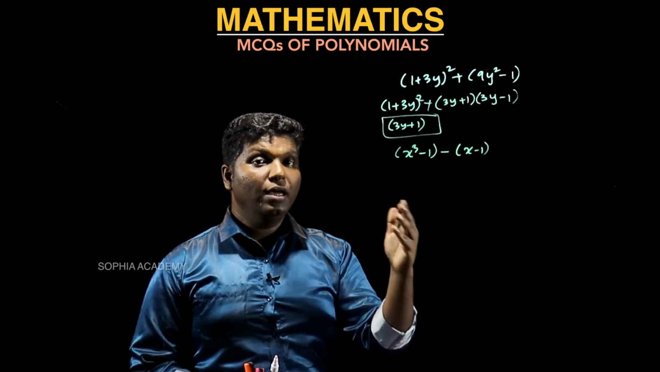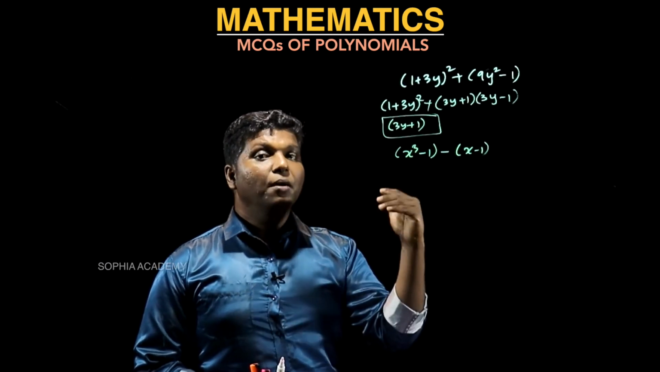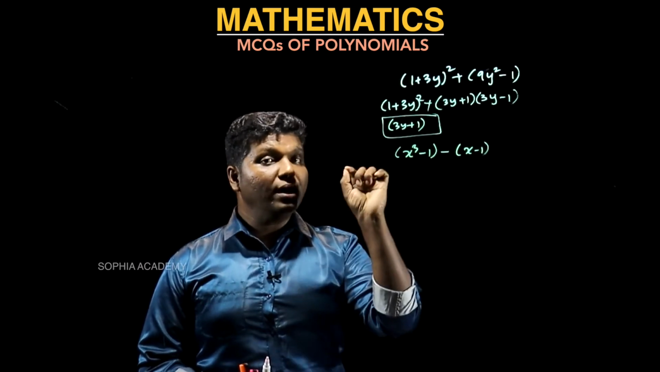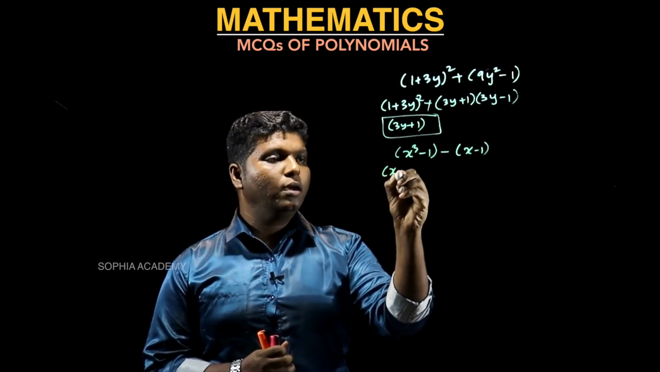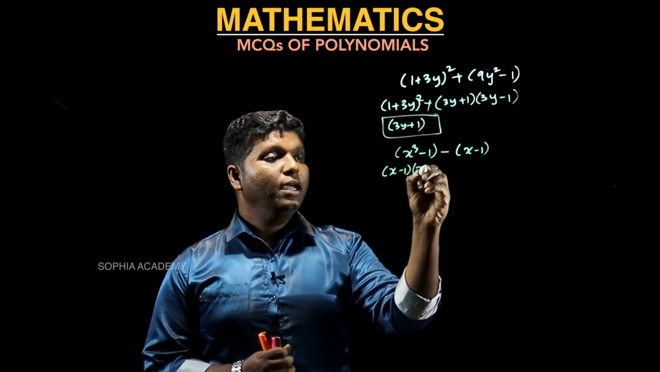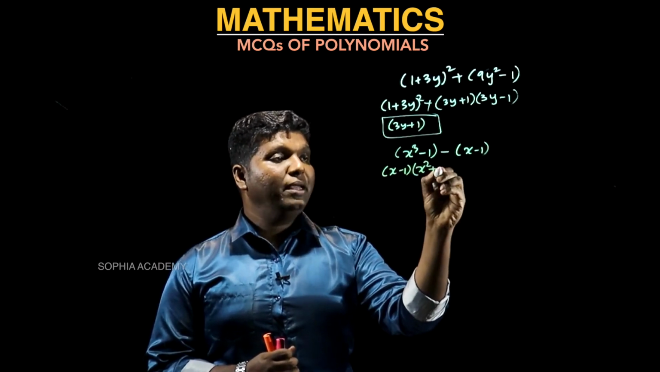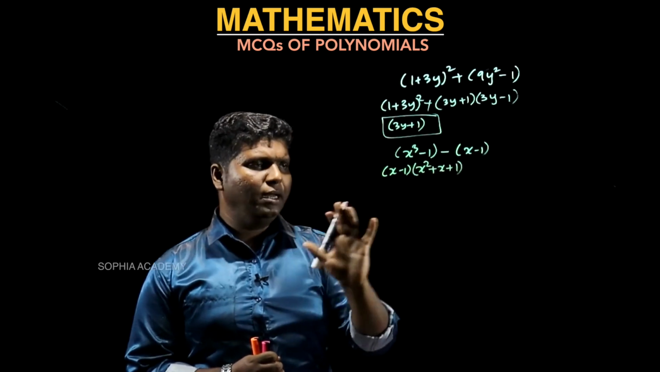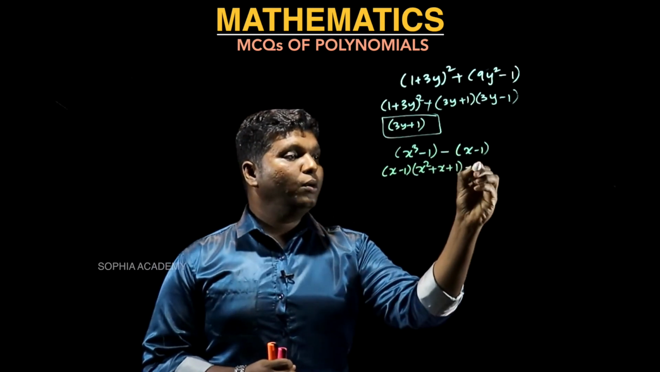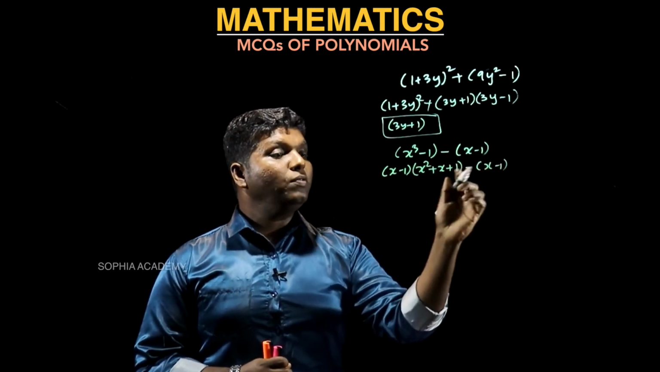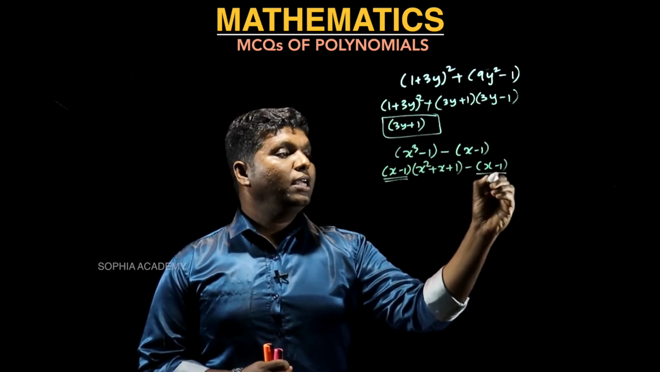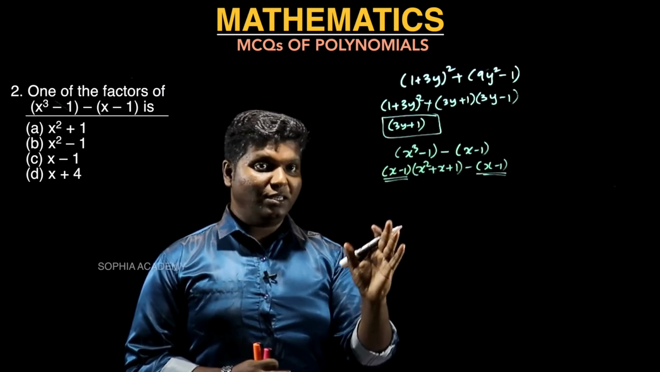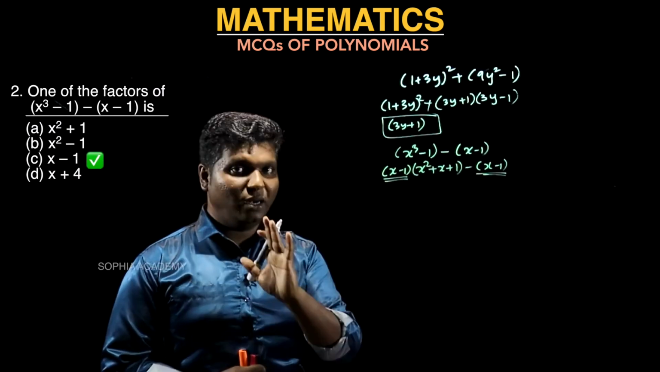x minus 1 into x square plus x plus 1, right? x minus 1 is the first term. What is the second term? It will be x square plus ab, that is x plus b square. There is no need to think about the second term, keep it there. So the first term is x minus 1. Here you can see x minus 1. So in both of these, what is common? Here you can see x minus 1, here also x minus 1 is there. So we can say x minus 1 is one of the factors. So you will choose the third option, x minus 1 is the right answer.